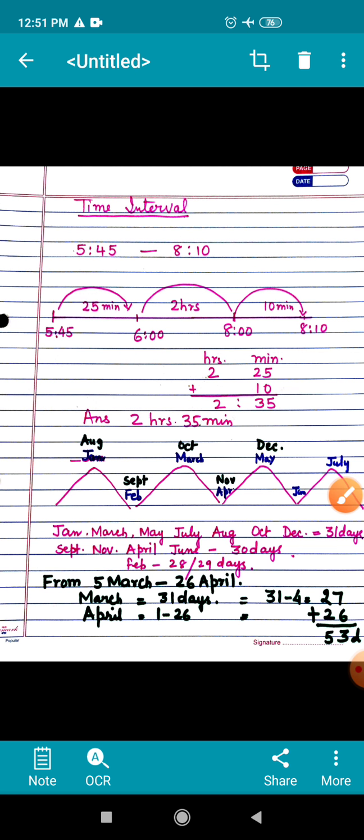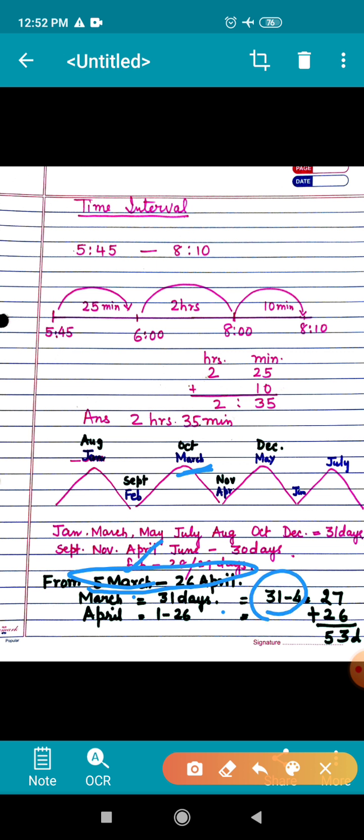And after that we can get the time interval between days. So children, here you have to tell how many days will be between 5 March to 26 April. Children, as you all know, March has 31 days, right? So I have written March has 31 days. And because you have included 5 March, so before 5 there is 4. So you will subtract 4 days from 31 and you will get 27.